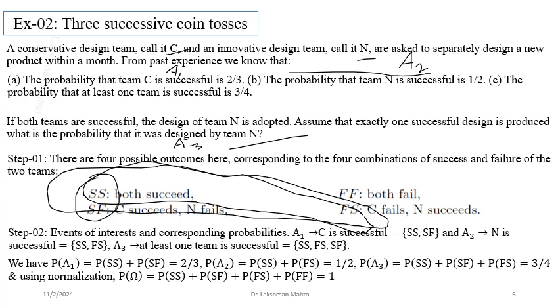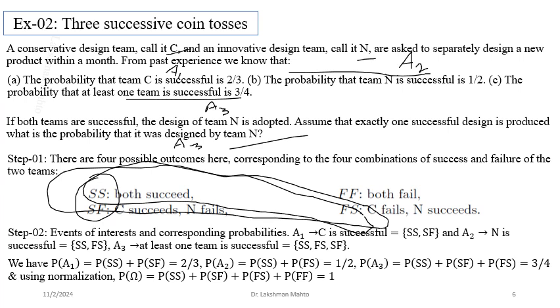Okay. What is the probability of A3? Sorry, this is the A3. What is the probability of A3? 3/4. A3 contains SS, SF, FS. So probability of SS plus probability of SF plus probability of FS is equal to 3 by 4.